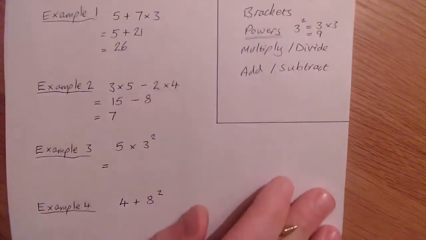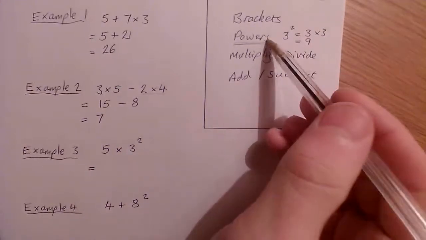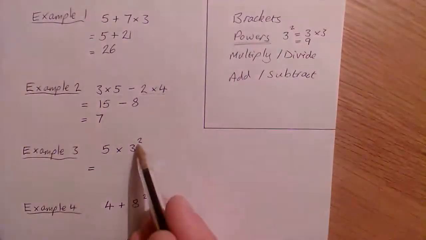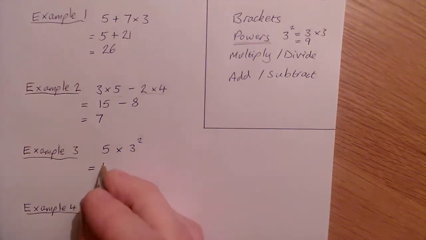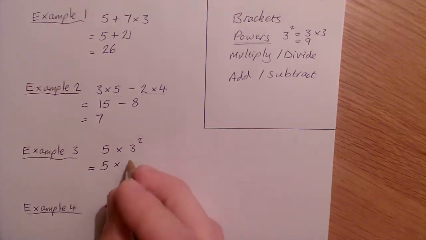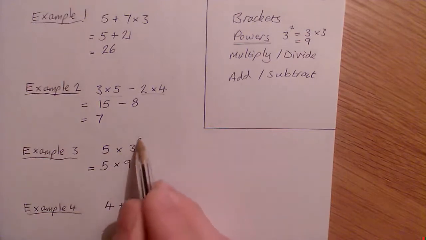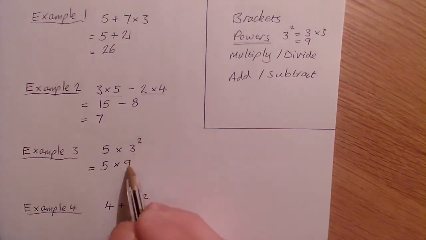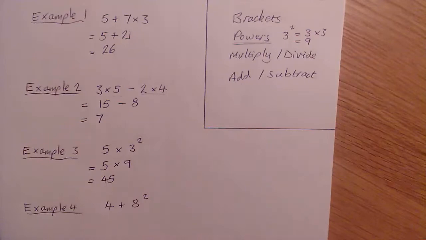Now, third calculation has this new thing in it because it's got the powers. So it's got no brackets, but it does have powers. It's got this squared up here, and that's going to be super important. Remember, 3 squared means 3 times 3. So I'm going to rewrite that. Well, 3 times 3 is 9. So I can go 5 times, and 3 times 3, which is what 3 squared means, gives me 9. Now I can do 5 times 9 and get 45.